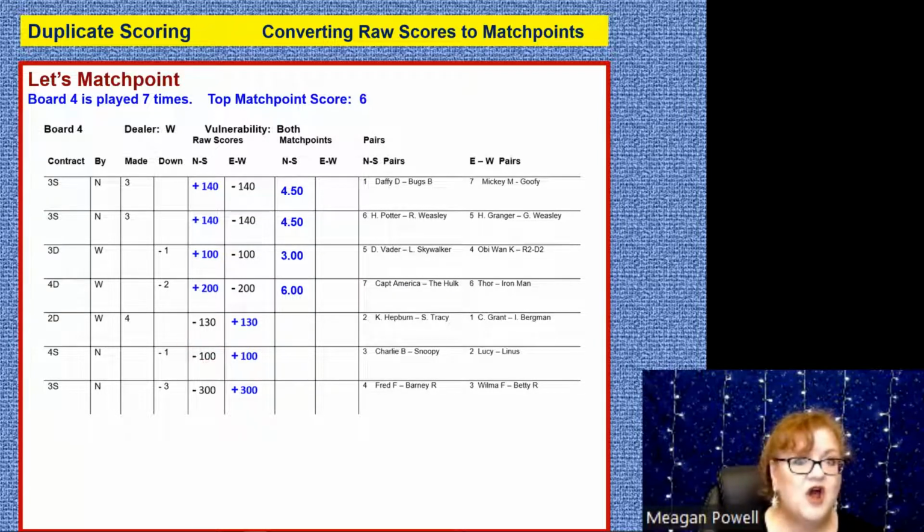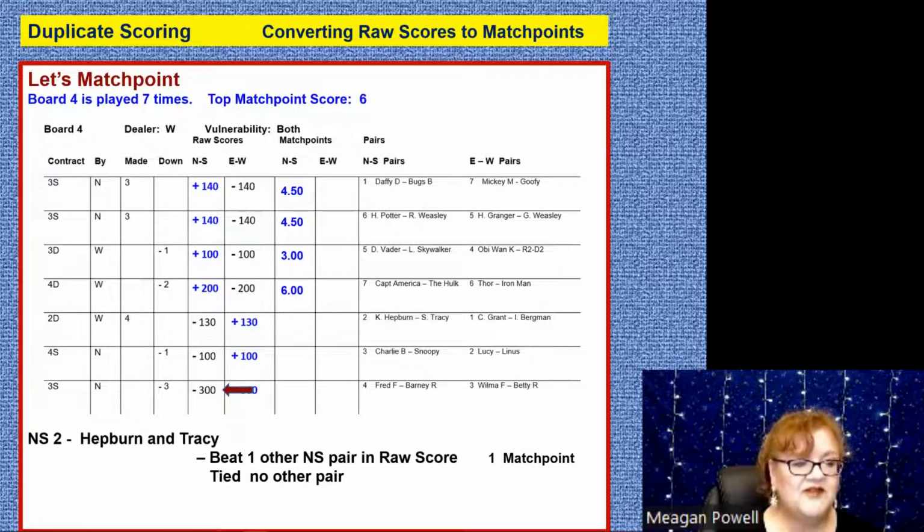And the answer is no, because a negative 100 is closer to zero on the number line than negative 130 is. Right? As we move closer to zero, the numbers get smaller. So negative 130 did not beat Charlie Brown and Snoopy's negative 100, but it does beat Fred and Barney's negative 300, right? So Hepburn and Tracy with their negative 130 did not tie anybody, but they did beat one other pair, and they do get one match point for their effort.